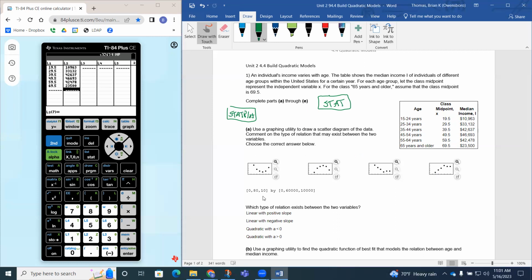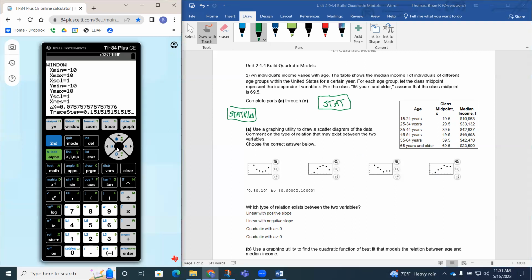Notice that it does tell me something about the viewing window as well. It tells me to go in here to the window, and change my window from 0 to 80 and go by tens on the X scale. And for the Y scale, they're saying go 0 to 60,000, and then go by 10,000s. And then you could graph it.